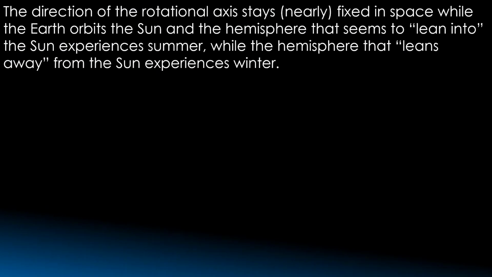So the direction of the rotational axis is going to stay nearly fixed in space. We're going to talk about something a little bit later that's going to change this a little bit, but don't worry about it just yet. While the Earth orbits the sun, the axis remains fixed in space, and the hemisphere that leans into the sun or points towards it experiences summer, while the hemisphere that leans away or points away from the sun experiences winter.